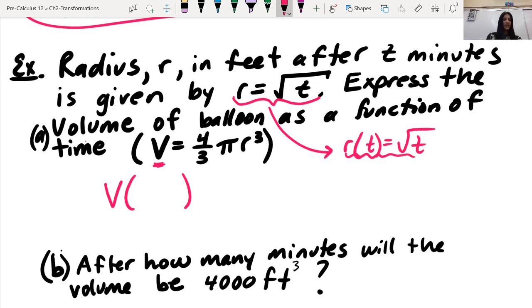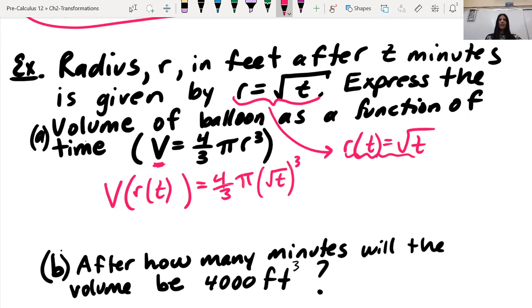So I can rewrite this to say V of r of t equals 4/3 pi, and then when we get to this part, r cubed, well, we looked at how r of t is equal to root t. So I could say here root t cubed. So I've substituted in the fact that r is equal to root t because part A is asking us to put this as a function of time.